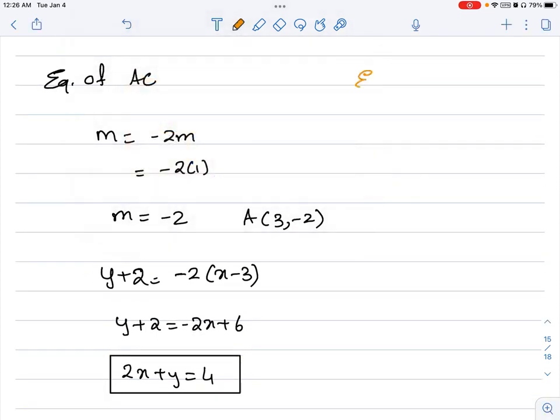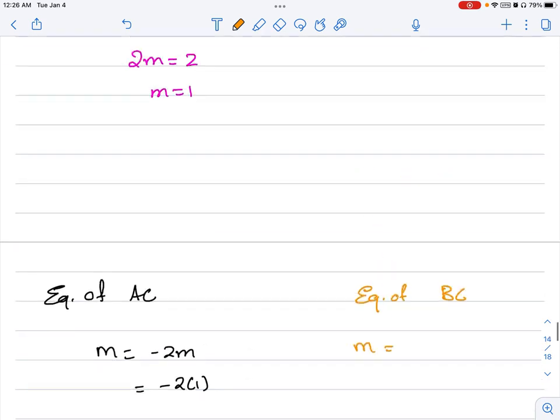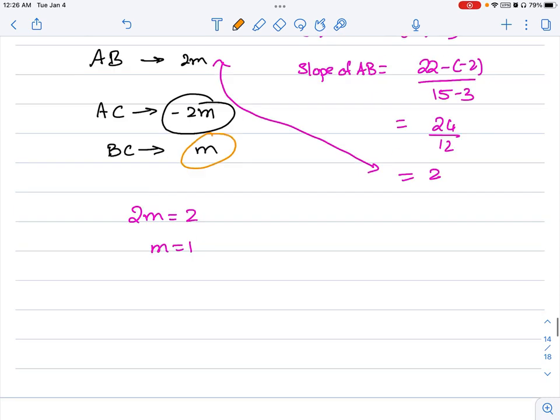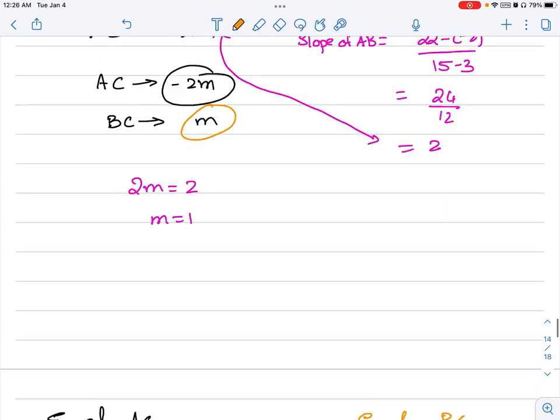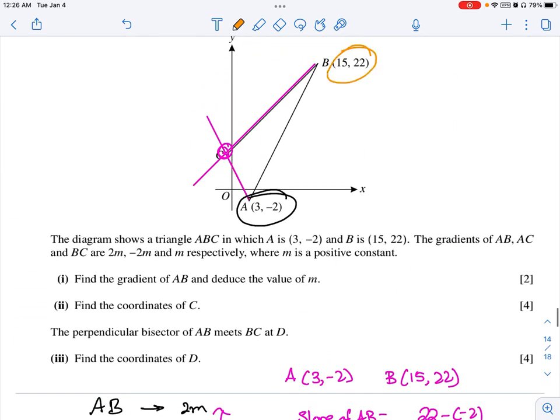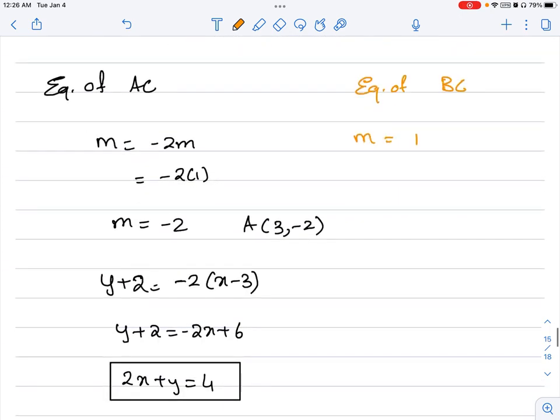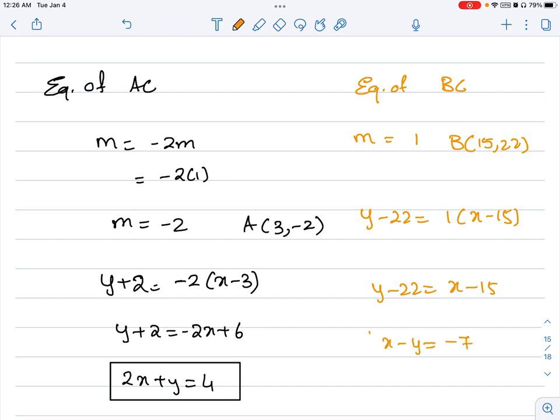Simultaneously, what we'll do? Equation of BC. For that, we need to know the gradient. Gradient of BC is m itself only, which is 1, and B is 15, 22. So we use the same concept, y minus y1 equals m times x minus x1. So y minus 22 equals x minus 15. So x minus y equals negative 7. This is the next equation.